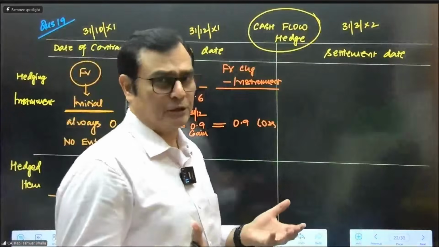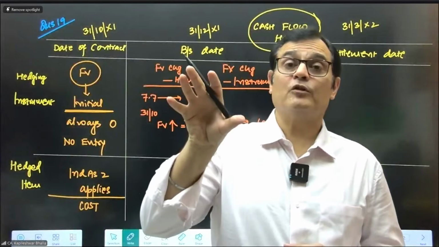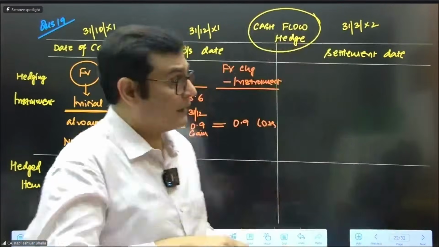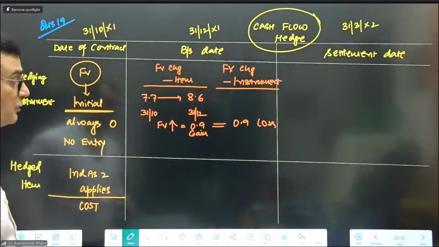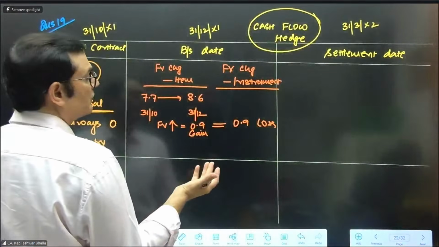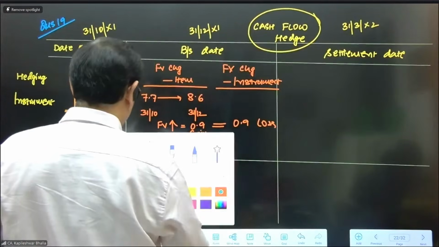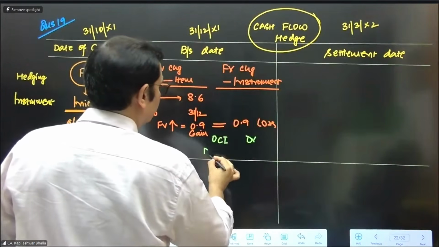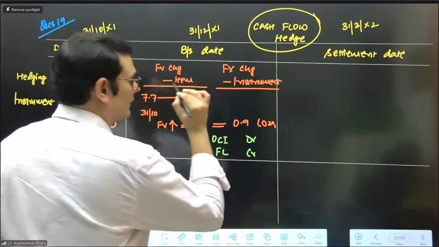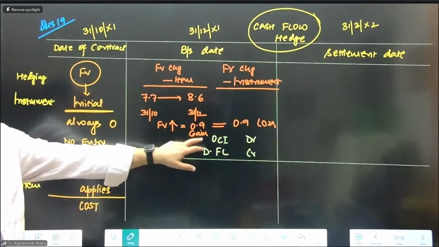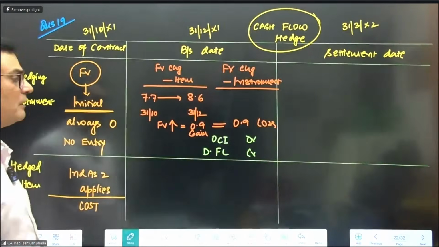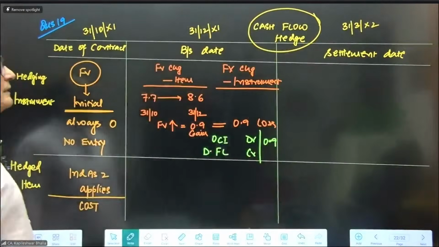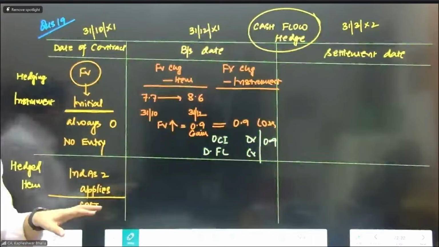Since these are equal, it is an effective hedge, because the fair value change in the derivative instrument is supposed to be equal to that of the item. So we take the entire amount in OCI. The entry is: OCI gets a debit and the derivative financial liability gets a credit, to the extent of 0.9. This is the entry done on the balance sheet date for the instrument.